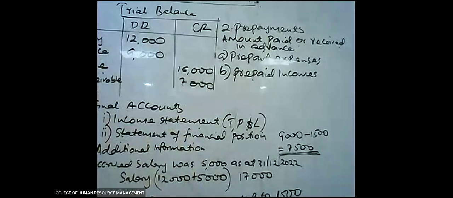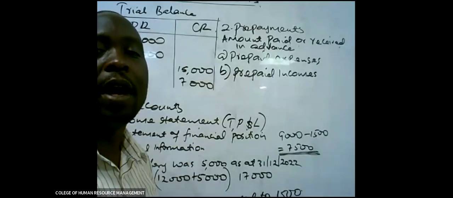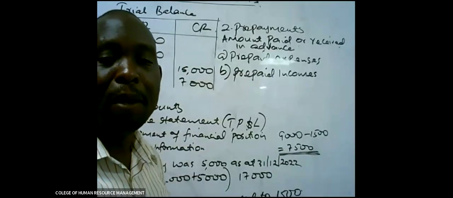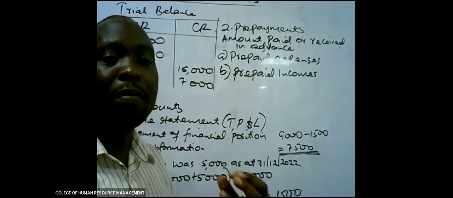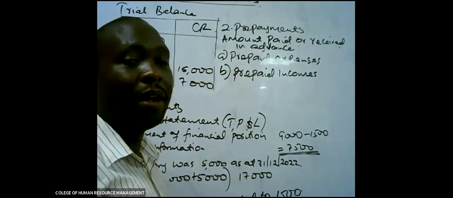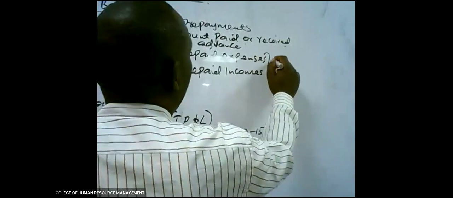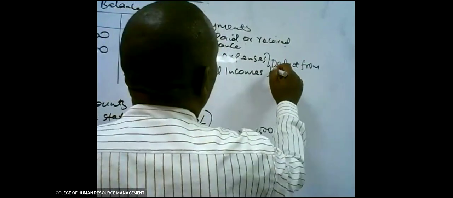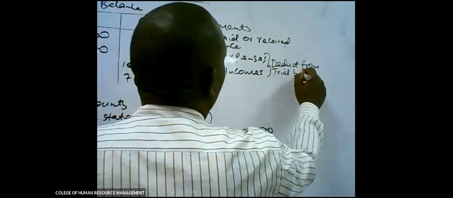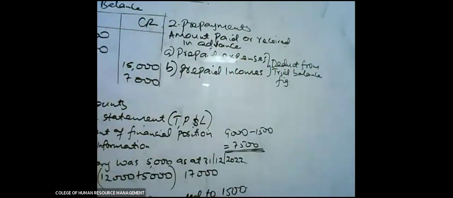It is like the opposite of accruals. Accruals we were adding, but prepayments we less or we deduct because it is in excess. Now we deduct the excess so that we can remain with what was supposed to be received or paid this current financial year. So these ones, you normally deduct from the trial balance figure to get the correct amount.